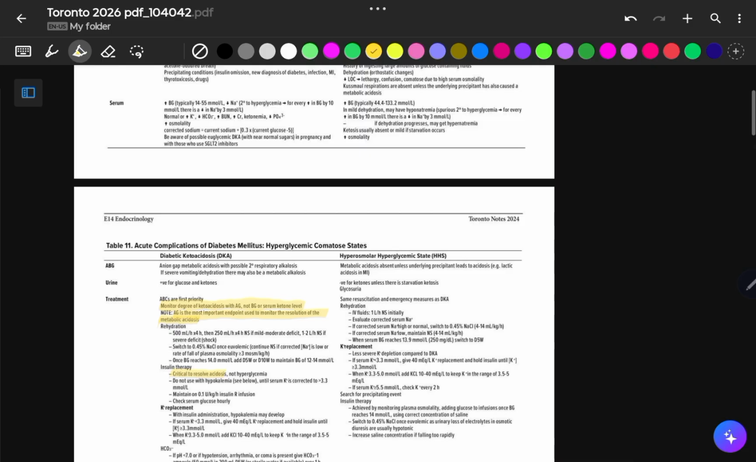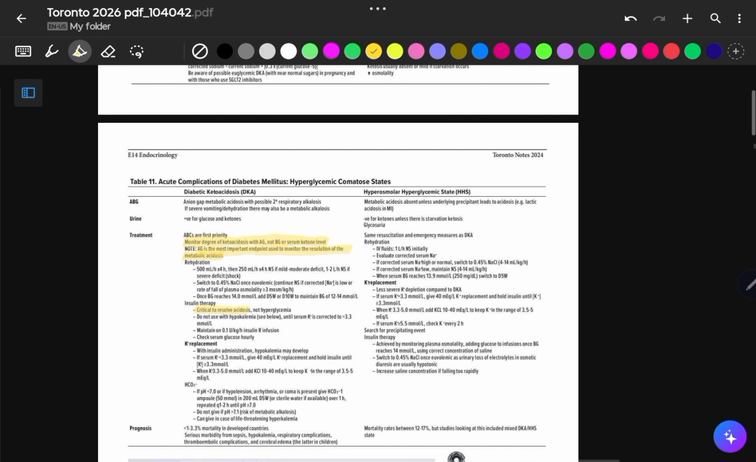Remember, when you're treating a patient with DKA, the factors you have are your hydration, your insulin therapy, your potassium replacement, and your bicarbonate. Bicarbonate is usually not given. So we spoke about hydration. Once your blood sugar is 14 millimoles, you need to add 5% or 10% dextrose to maintain your blood glucose between 12 to 14 millimoles per liter. After you have hydrated a patient, you can start with your insulin therapy, but remember, before you start insulin, check your potassium. Insulin is critical to resolve the acidosis, not just the hyperglycemia. So that's why you need to give this patient insulin therapy.